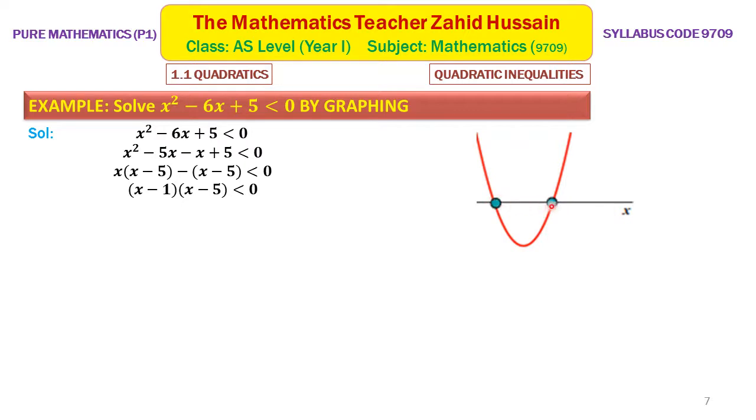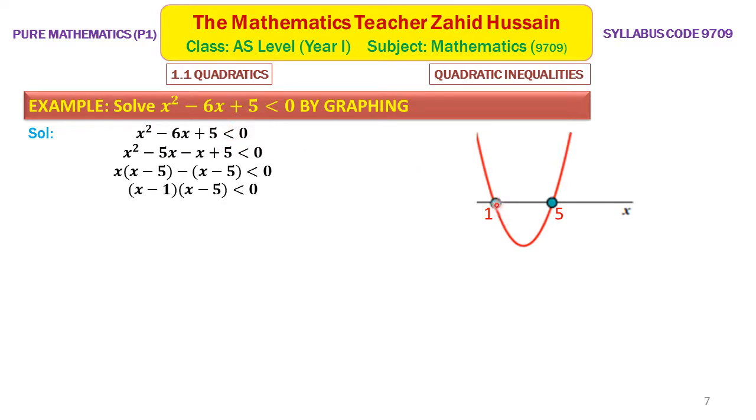One is smaller and another one is larger. In this case, the 2 points are x is equal to 1 and x is equal to 5. Mark these points. Now look at the sign of inequality. In this case, it is less than 0. That is, we need to find those values of x for which the parabola, for which the function, is negative.